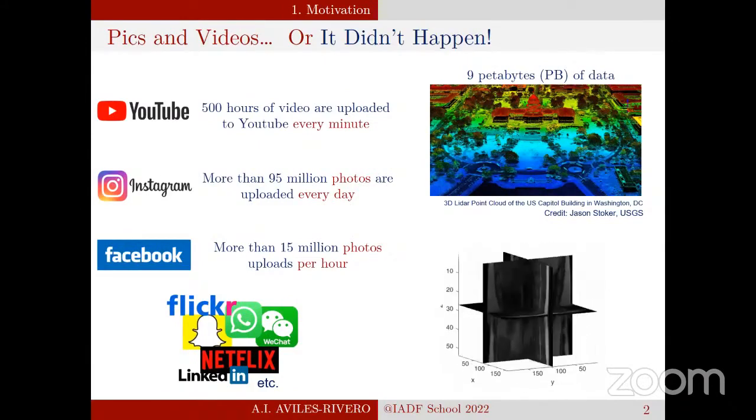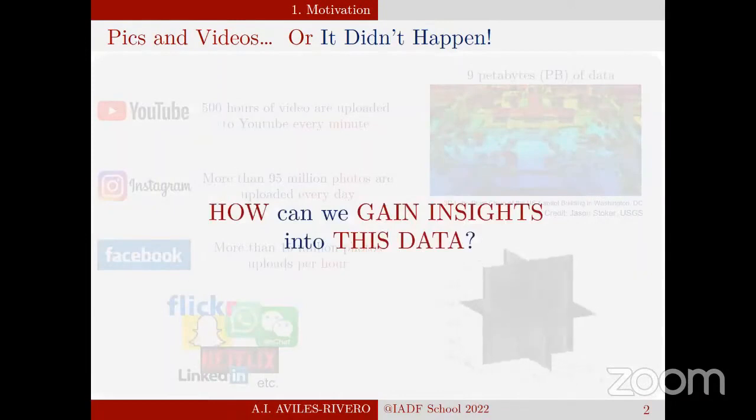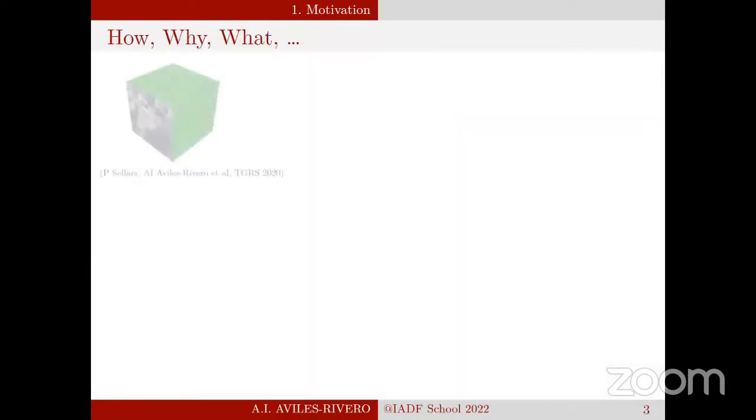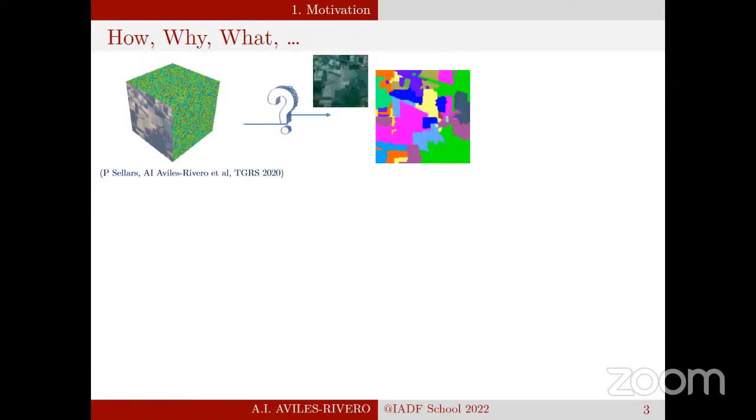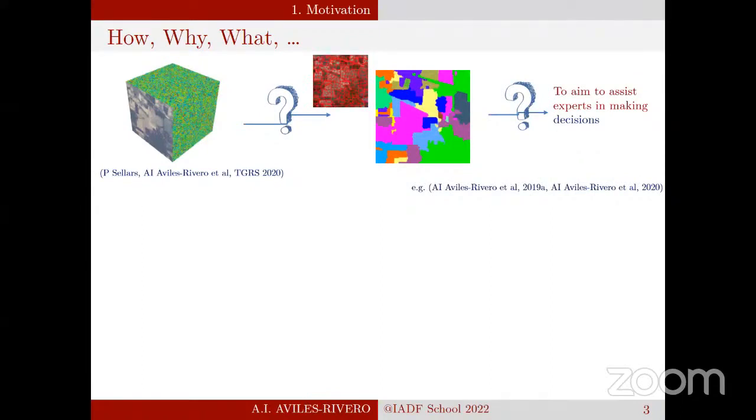So, okay, we now have the data, and the big question is how we can gain insights from this data. Even if we have the data, if we don't ask questions like how, why, and what, this data doesn't have value. This data is not going to have value until we extract knowledge by asking particular questions, with the main goal to aid decisions or make decisions easier for the experts. For instance, we have hyperspectral data and we want to do classification, so that people in forest conservation can make faster decisions about particular regions and how they have evolved. We want to respond to these questions.